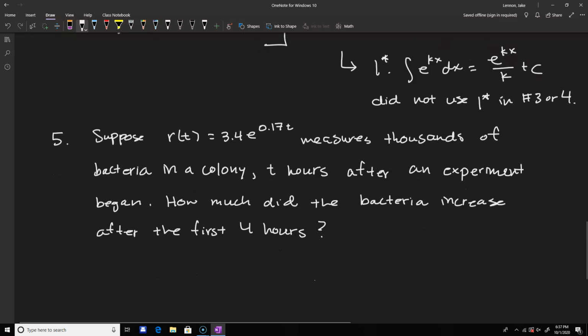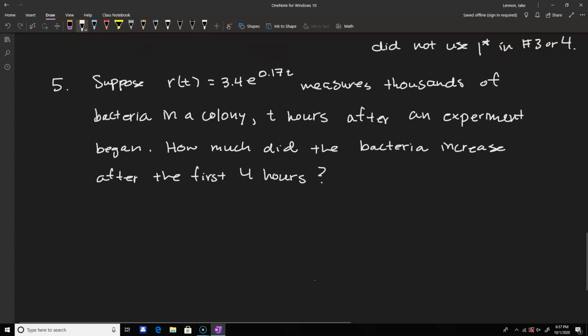Okay, so remember this is just looking for net change, so we just want to integrate the function over the time interval. So since we're looking at the point it began to the point 4 hours later, the limits of our integral should be 0 and 4. And once you figure that out, that's pretty much it. So the net change is given by the integral from 0 to 4 of the function 3.4 times e to the 0.17 t. So we're using t instead of x here, as is often the case when time is represented.